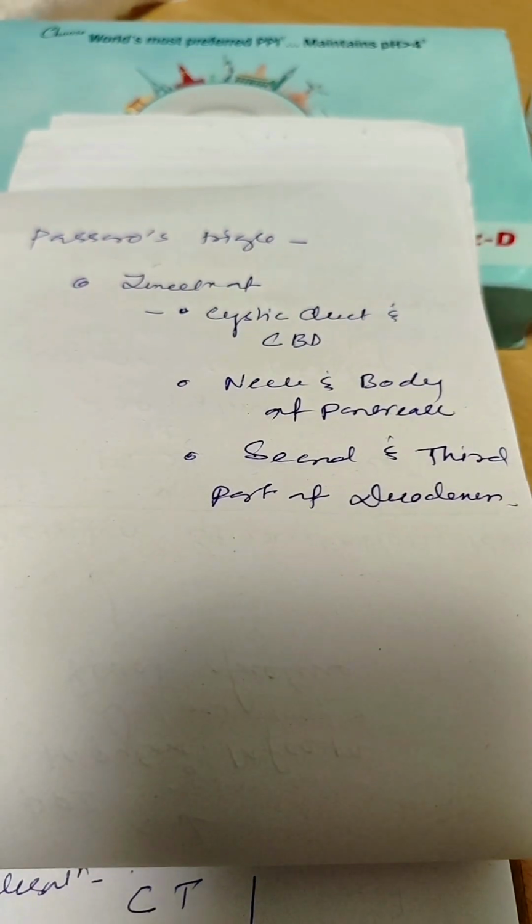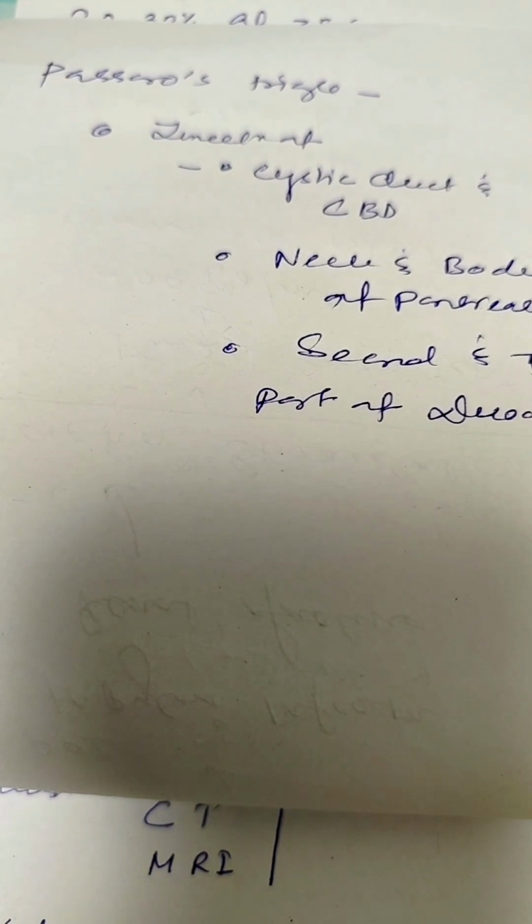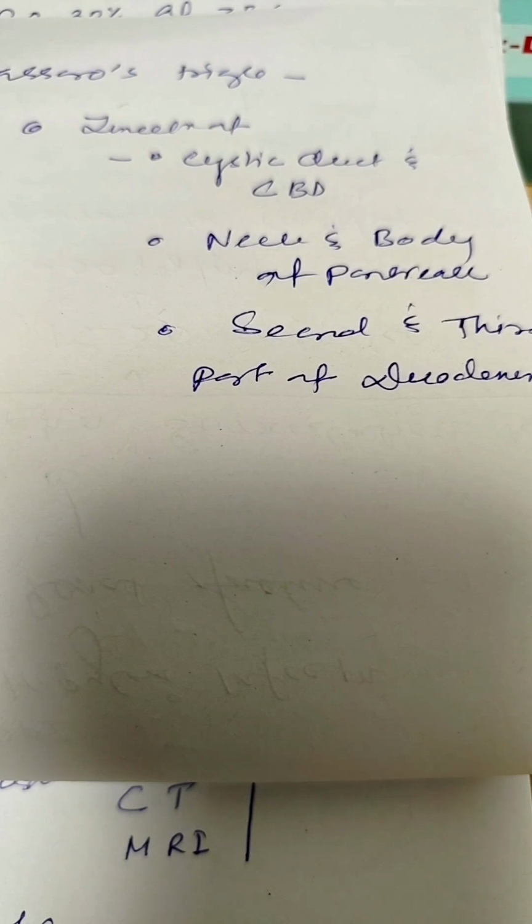Passaro's triangle is the junction of the cystic duct and CBD, the neck and body of the pancreas, and the junction of the second and third part of the duodenum. The triangle which it makes is Passaro's triangle, and here the gastrinoma occurs, which is seen in Zollinger Ellison syndrome.